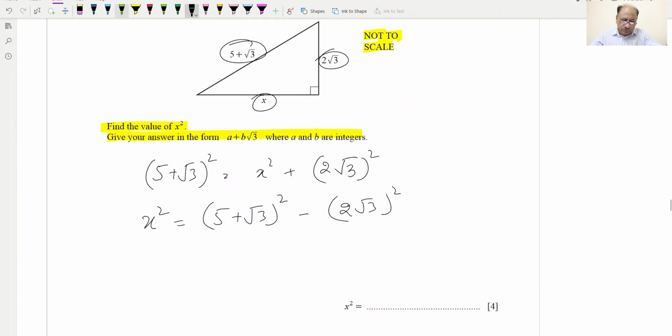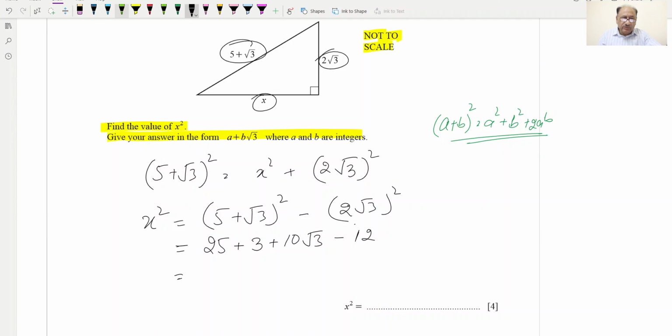Now we can open this square, and we can apply the formula (a plus b) squared is equal to a squared plus b squared plus 2ab. This is the formula which we are applying on this section. So a squared means 5 squared, 25, plus under root 3 squared will be 3, and plus 2 into ab, so 5 into 2 will be 10 under root 3, minus the square of 2 under root 3, which will be 4 into 3 will be 12, so we can write here minus 12.